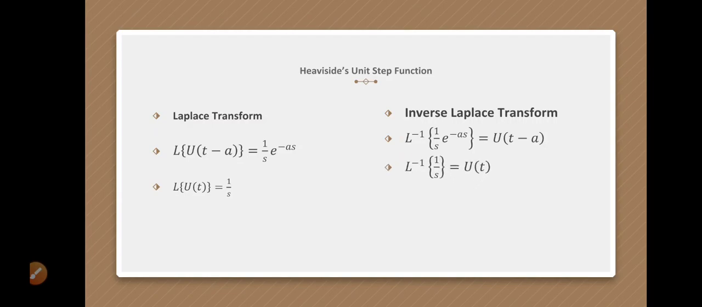and hence L inverse of 1 upon s is u of t. One more result we have seen, that is L of f of t minus a into u of t minus a equal to e raised to minus as into L of f of t. We are using f bar of s as notation for L of f of t. So taking inverse LT on both the sides of this result, we get L inverse of e raised to minus as into f bar of s is equal to f of t minus a into u of t minus a.